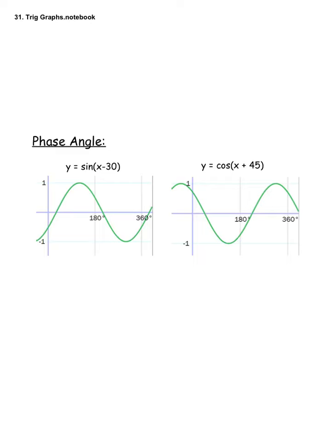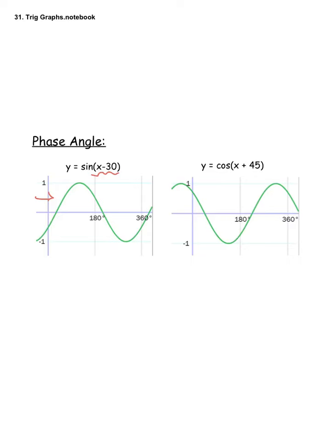The final thing I want to talk about, as in changing trig graphs, is something called a phase angle. Now the phase angle moves the graph horizontally, left or right, depending on what the angle actually is. If we've got a negative angle next to our sine x, then it is going to move the graph forward or to the right by that many degrees.